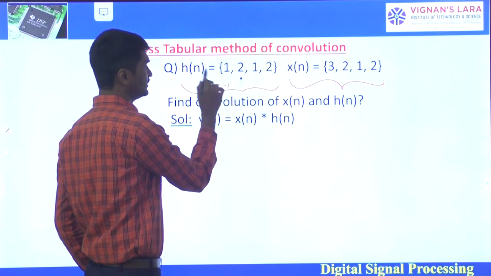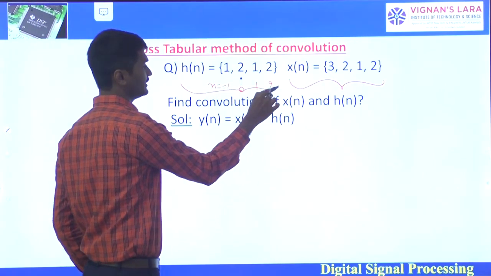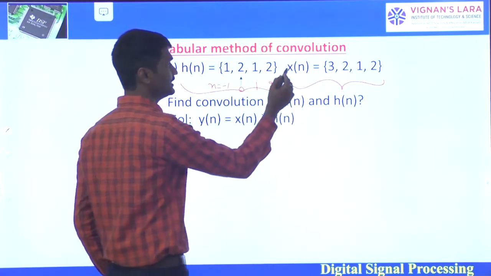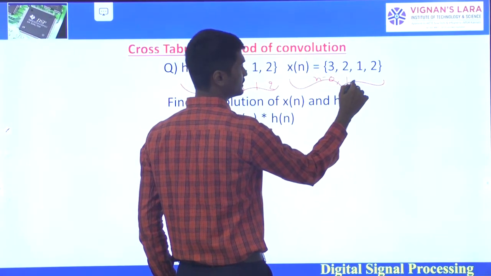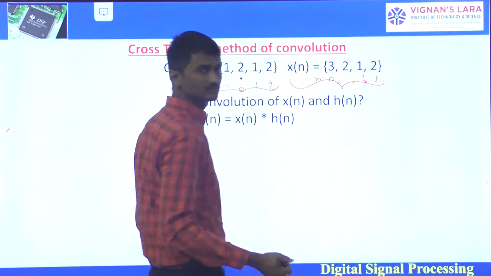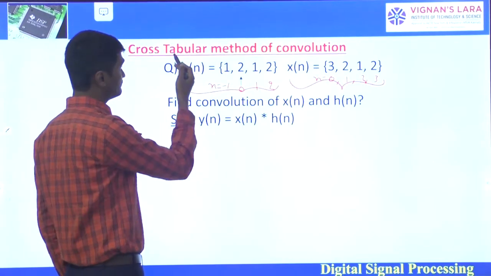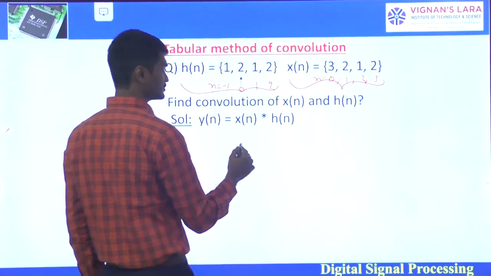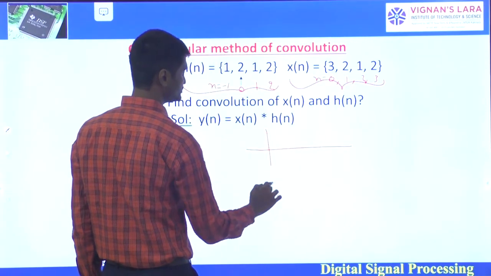It indicates that we know the value of h of n at n equals 0 is 1, at n equals 1 it is 2. Similarly, x of n starts at n equals 0, with values at n equals 1, 2, 3. Find the convolution of x of n and h of n using the cross-terminal method, a simple shortcut method to find the linear convolution between the two sequences.